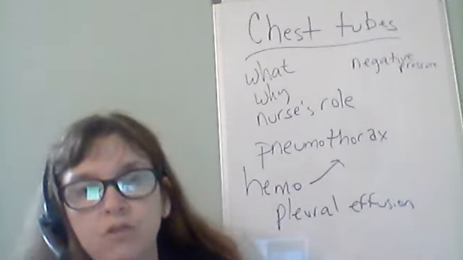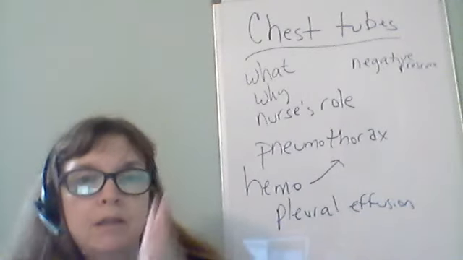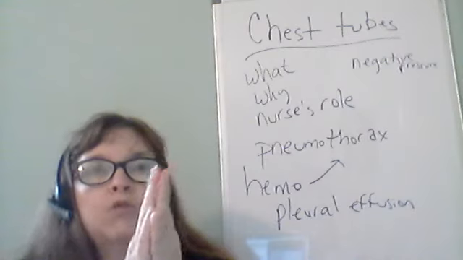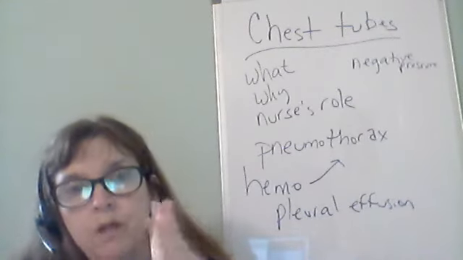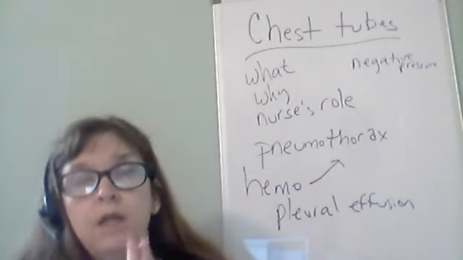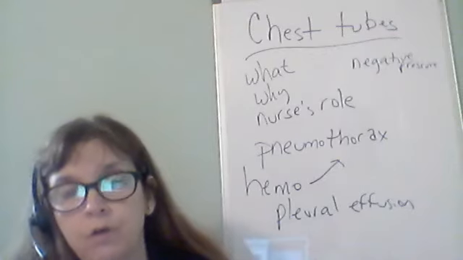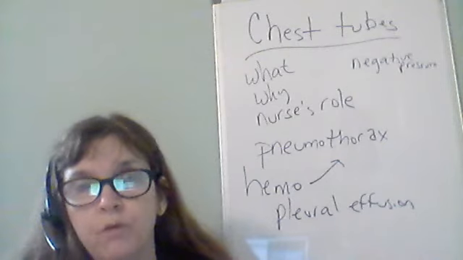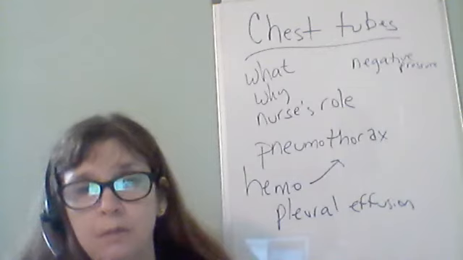But we need to manage it, because if it's not managed, then that collapsed lung will start to push on the organs in the mediastinum. So remember, the organs in your mediastinum are your heart and your great vessels, and it can actually cause a collapse on the opposite side of where the injury occurred. That's called a tension pneumothorax, and a tension pneumothorax is a medical emergency.